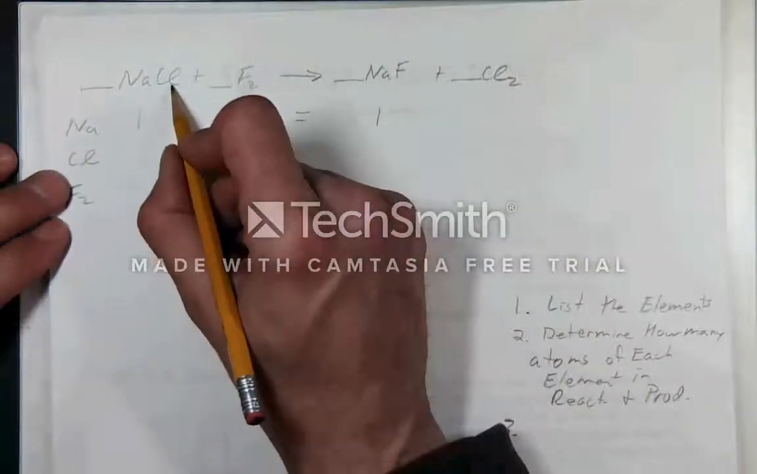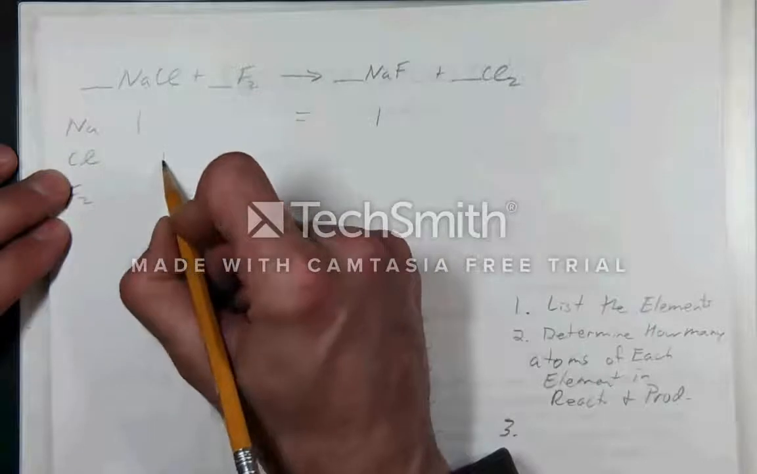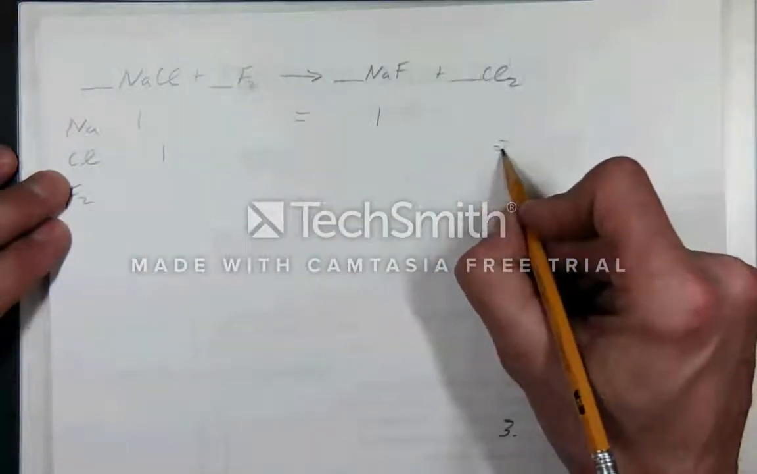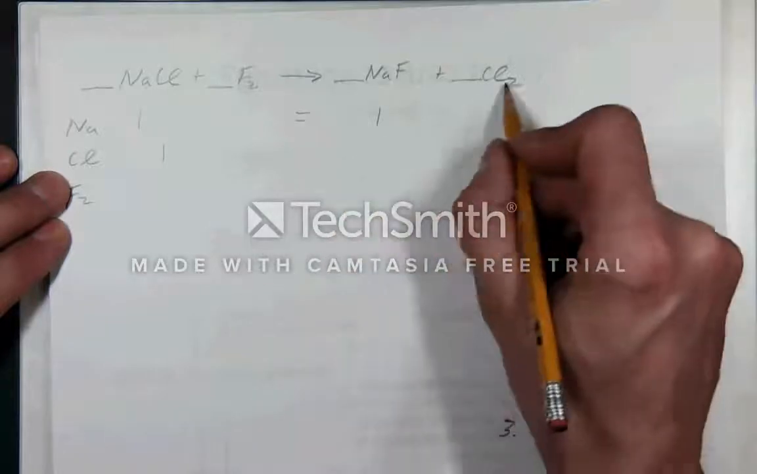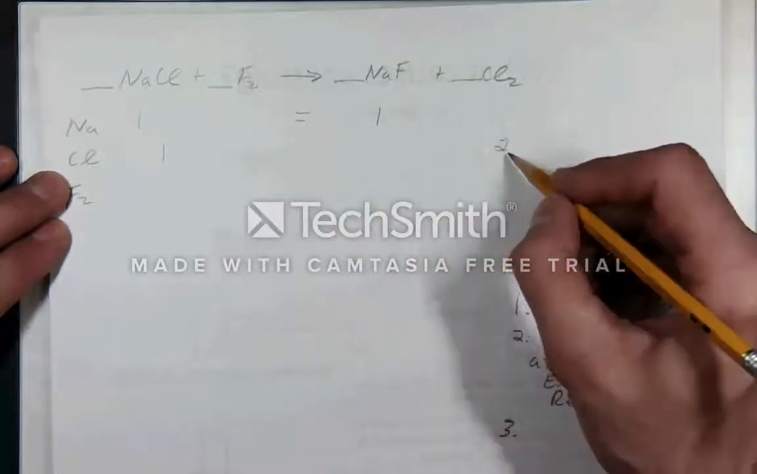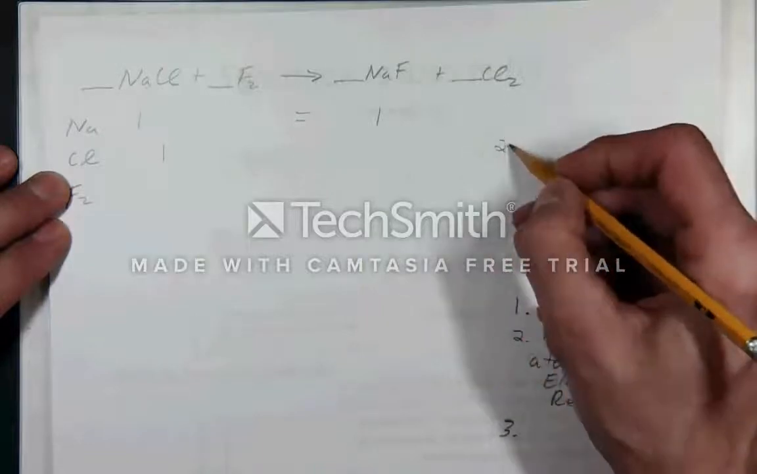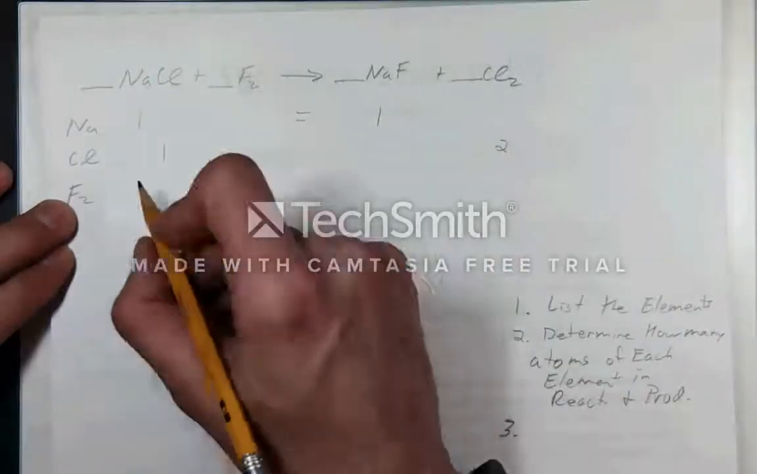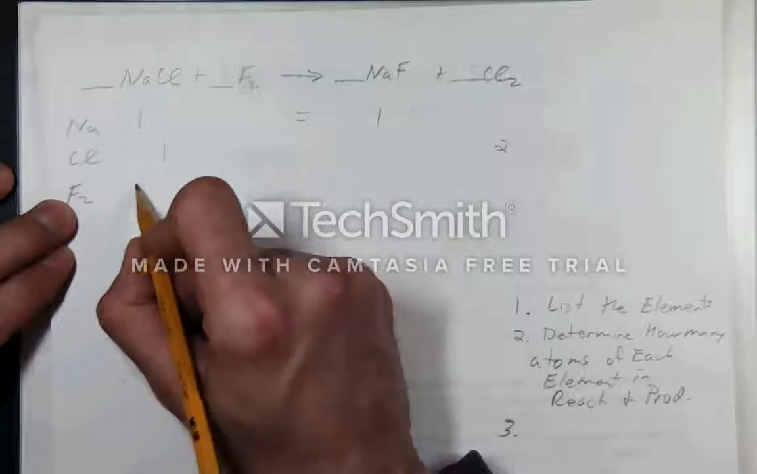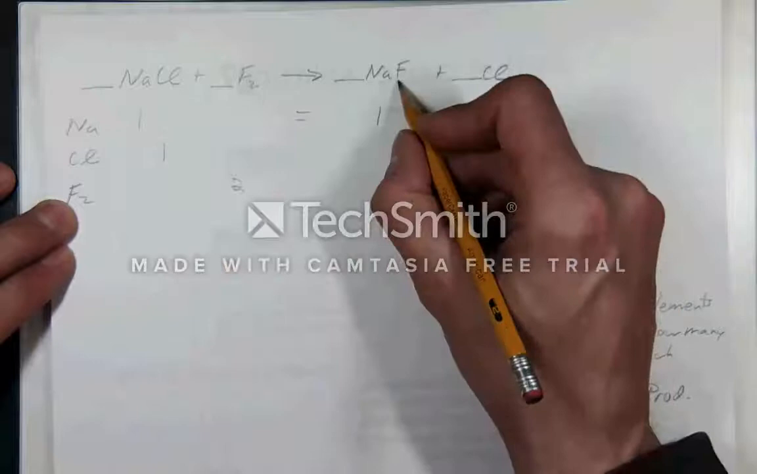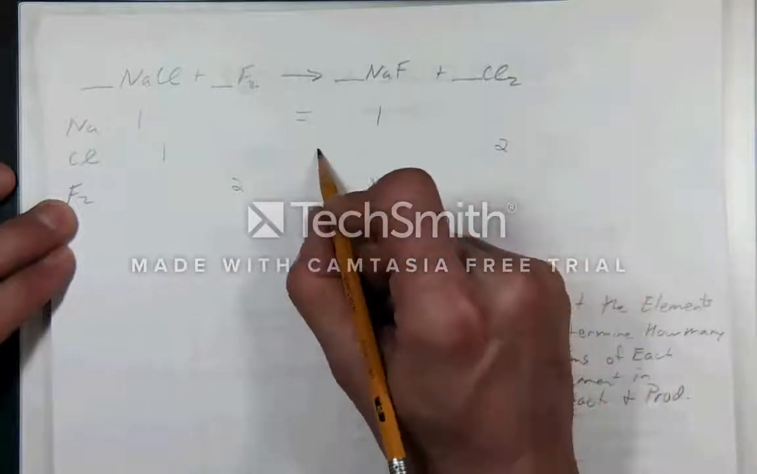For chlorine, there's 1 chlorine atom in sodium chloride, and over here in the products we have 2. And you notice I don't put the 2 over here, I put it underneath the chlorine. It's a lot easier to figure out what's going on. When you tabulate these, keep them underneath the respective element. For fluorine, I'm not going to put the fluorine number here, I'm going to put it underneath the fluorine. So there's 2 fluorine atoms in F2. In sodium fluoride, there's just 1.